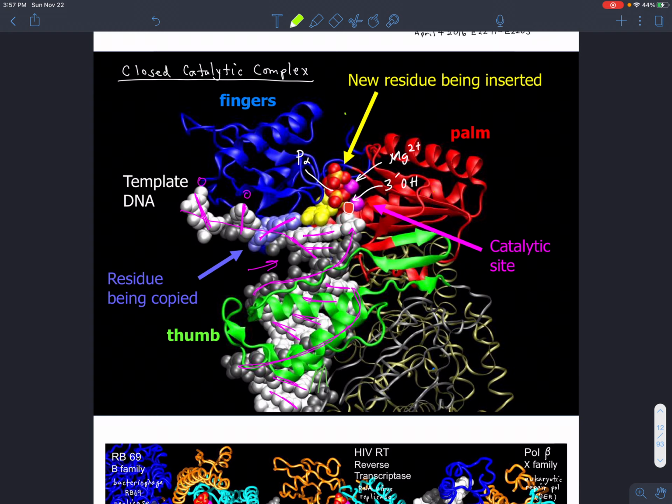All right, the rest of it now. So that's the DNA and the nucleotides and all. What's the polymerase? Well, it's got 3 domains, 3 major regions. I think I'll get rid of all this now.